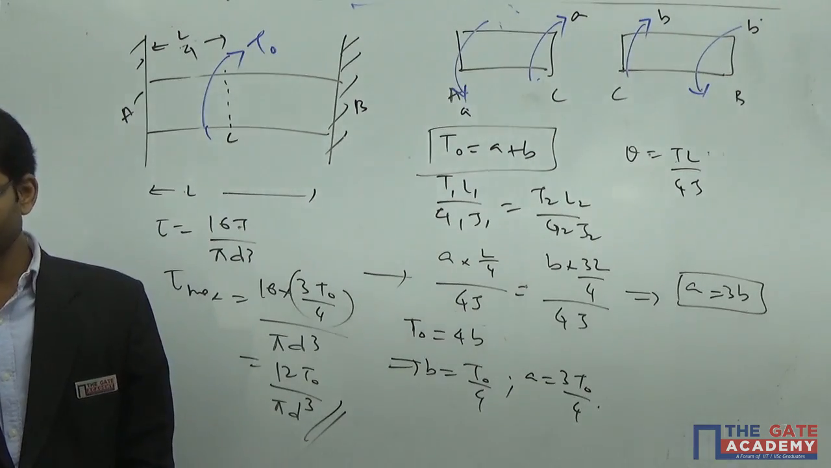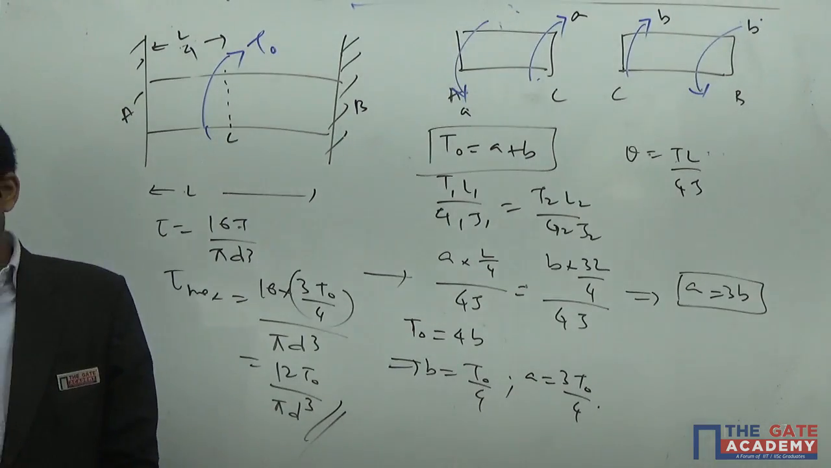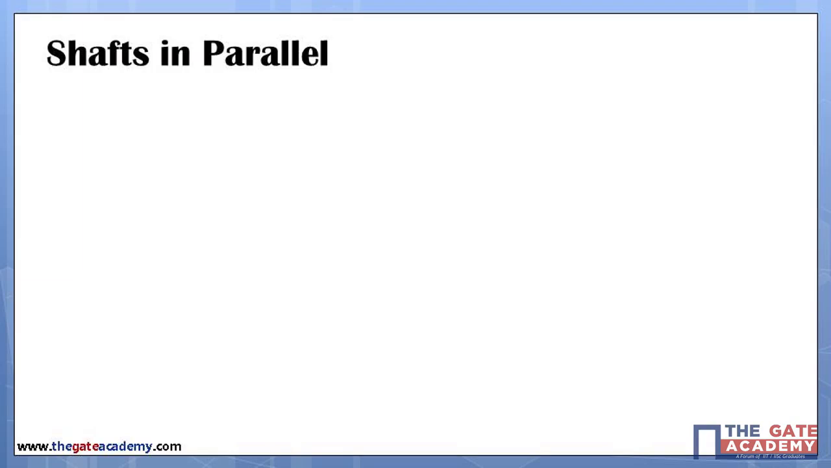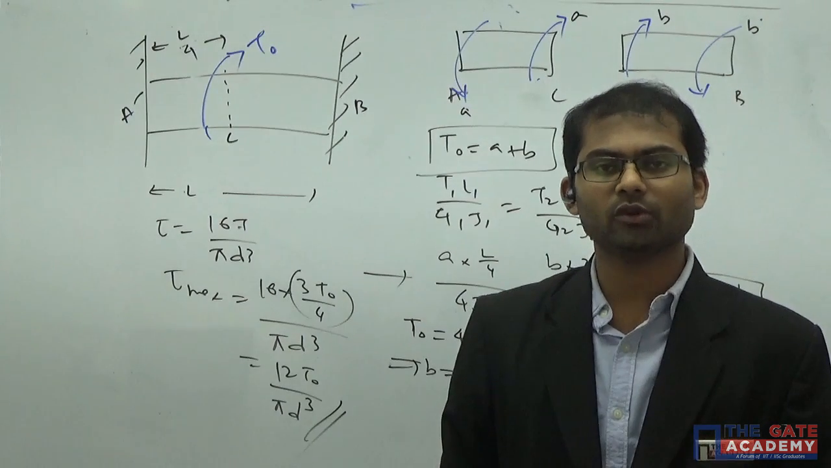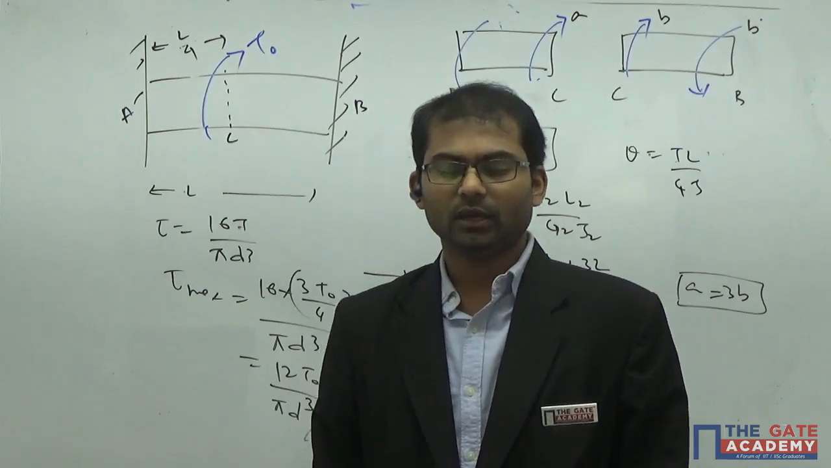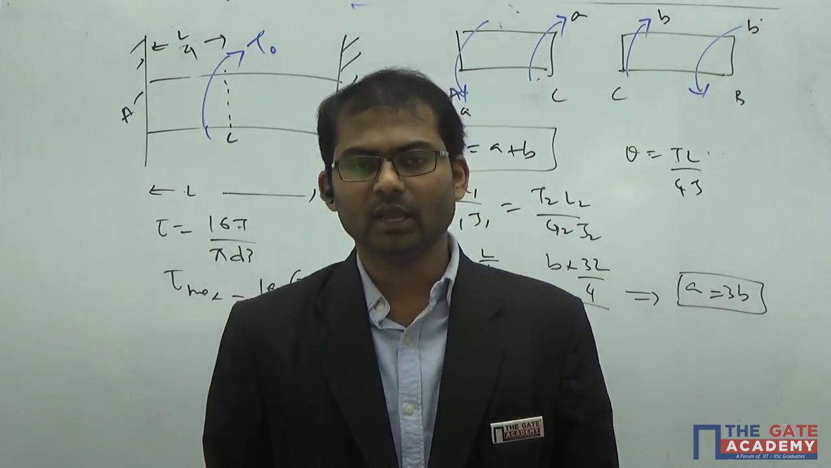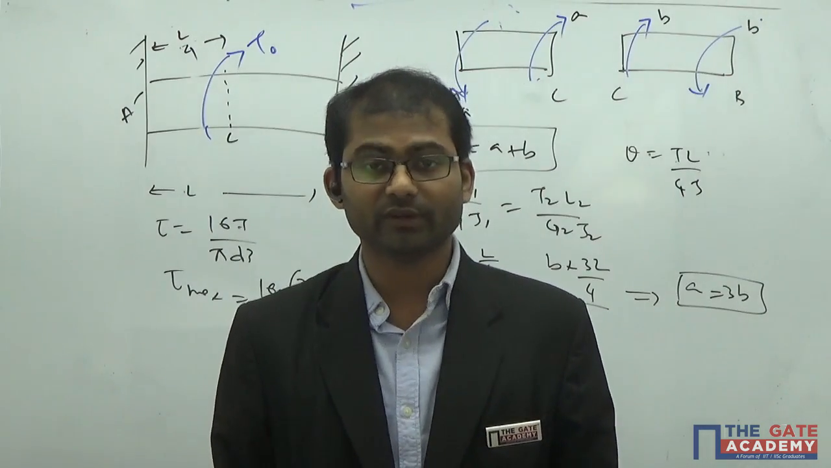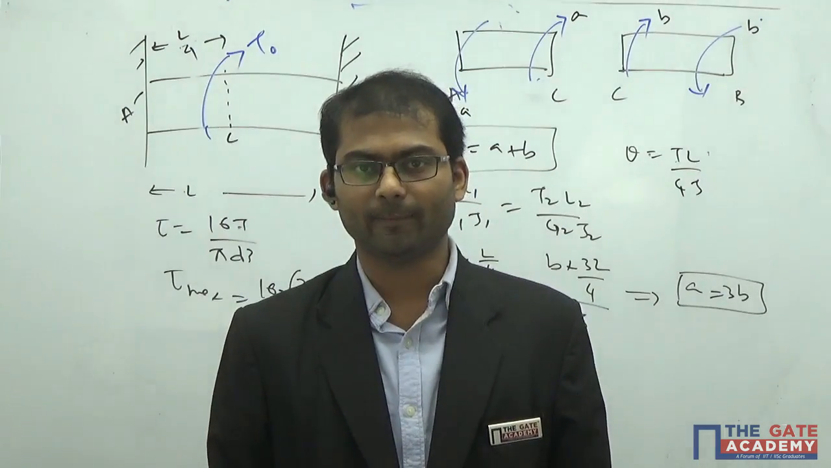So copy the solution here. The last but one section of this chapter is shafts in parallel. Once we complete this one, we'll go into the comparison between hollow shaft and solid shaft. I said while explaining the polar sectional modulus that we're going to compare between hollow shaft and solid shaft, and decide which one is the better one there. Okay.